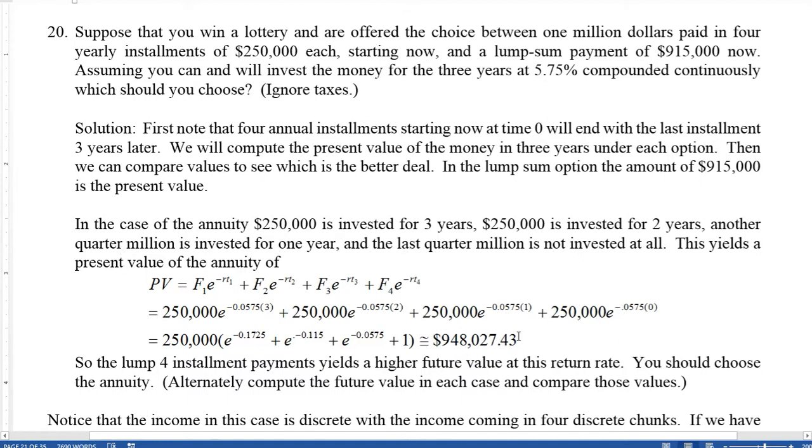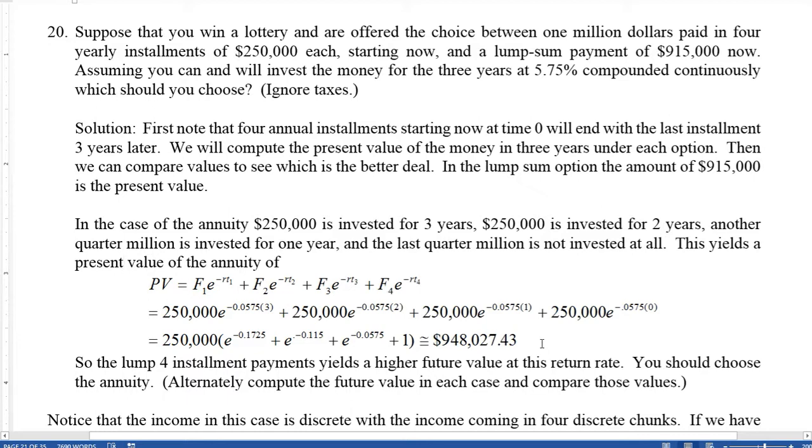If we compare present value to present value, we're comparing that to the $915,000, and we see that in this particular case, the 4 annual payments actually yield a higher value at this return rate, and you should choose the annuity. Another way to do it is to compare future value to future value in both cases.